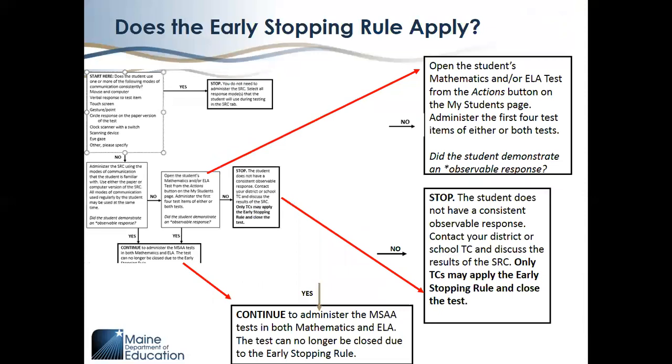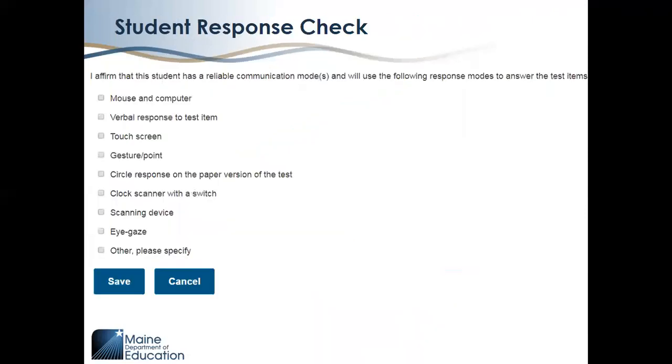If a student is unable to give an observable response when you administer the first 4 items of either math or ELA, do stop. The TC may close both tests. If a student does give an observable response, continue through both the ELA and math tests. Students without a communication response will be marked as other, and the TA will be asked to specify the no response was given.